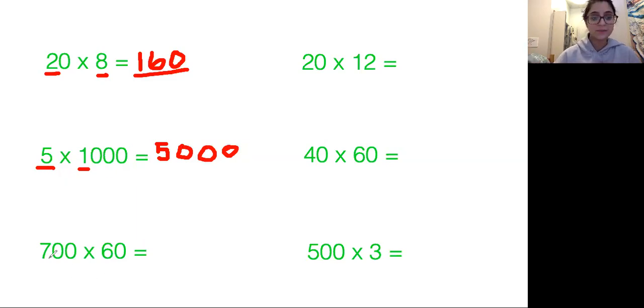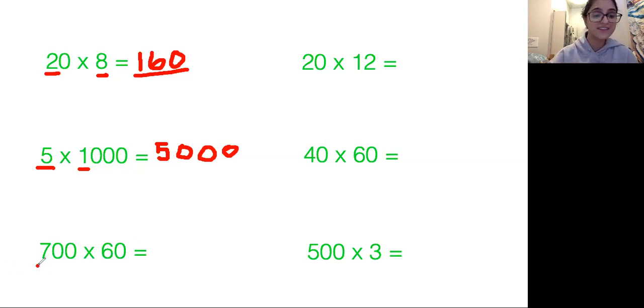So for the next example, we have 700 times 60. Don't be taken aback. Before, all our examples were like 20 times 8, so there's one number with a zero and one number without, or one number without a zero and one number with zeros. In this example, we have both numbers with zeros. What's the difference? There's no difference.